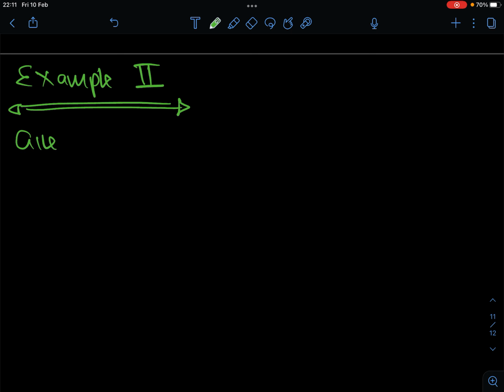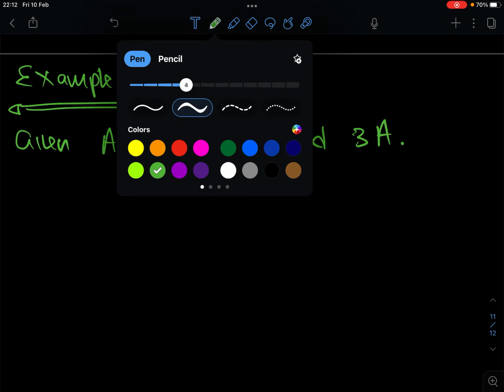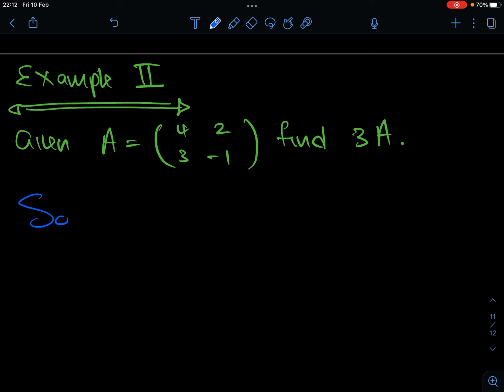A typical example would be something like this: given A to be the matrix 4, 2, 3, minus 1, find 3A. That can be a particular question that can be given. You are given a matrix and then they say find 3A. That's an example of what we call a scalar multiplication. So how do we deal with that? This is how we proceed.